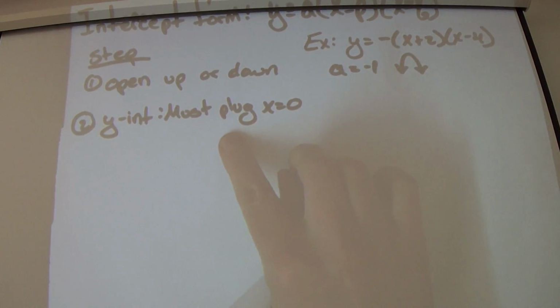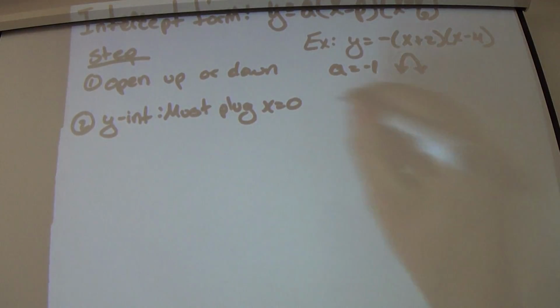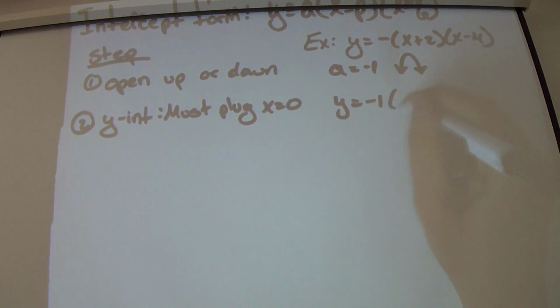That doesn't change from yesterday to today. We're finding the y-intercept, then we're plugging in 0 for the x's. So I get 0 plus 2 times 0 minus 4.